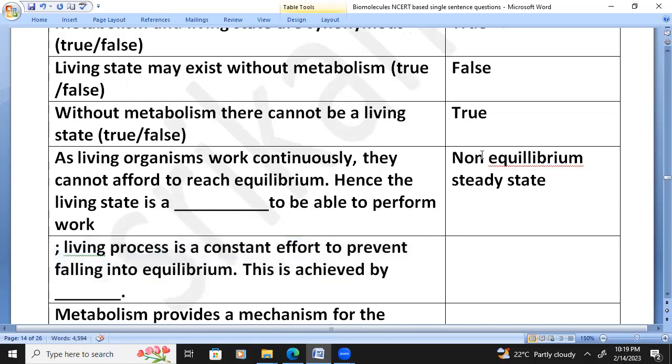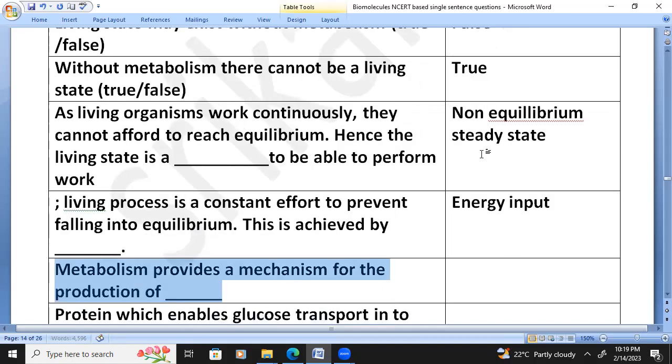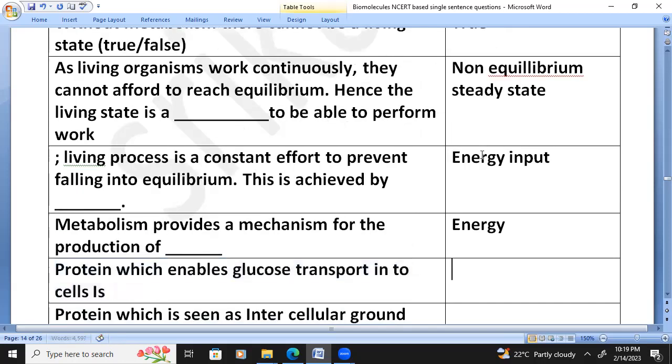to be able to perform work. Living process is a constant effort to prevent falling into equilibrium. This is achieved by energy input. Metabolism provides a mechanism for the production of energy.